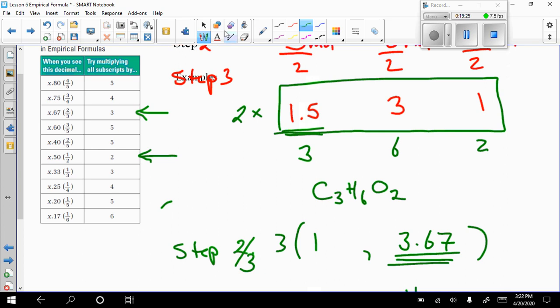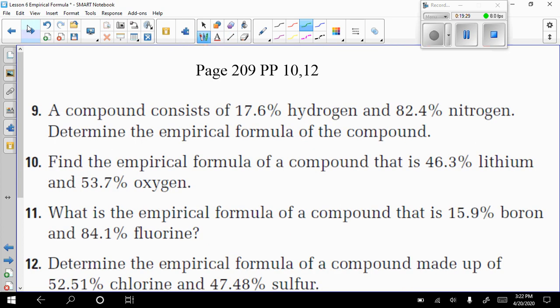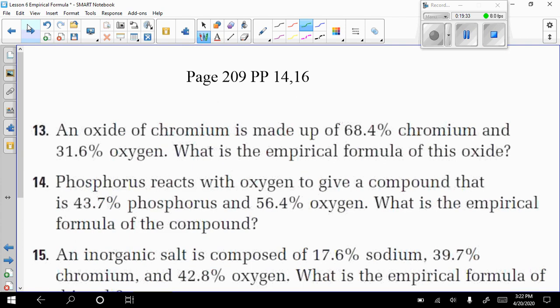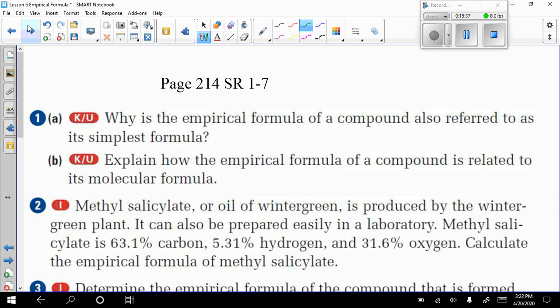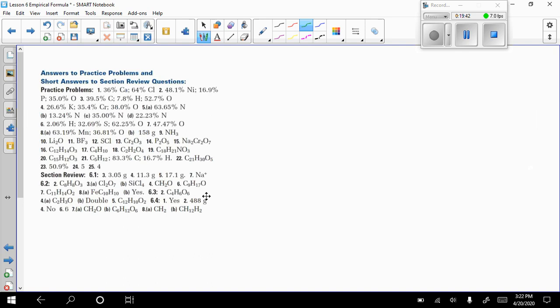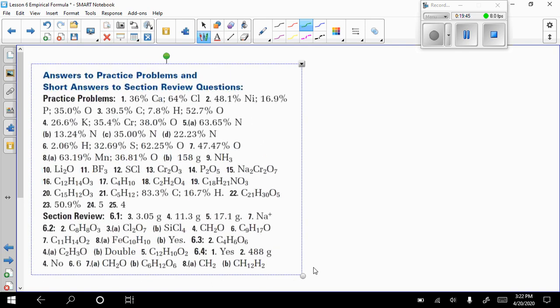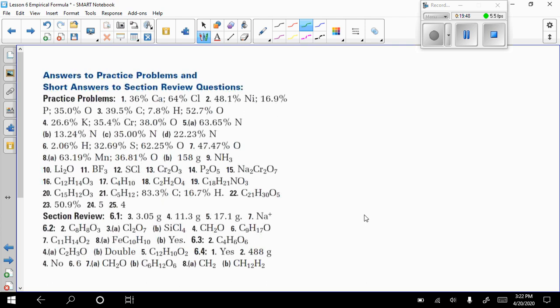Okay, so you're going to go ahead and try some of these homework questions. I show them here: number 10 and 12 on page 209, and then 14 and 16 on 209. And then here are some section review questions that I'd like you to try as well. I've listed the answers here, so you can double check that you're getting the right empirical formula. Good luck.